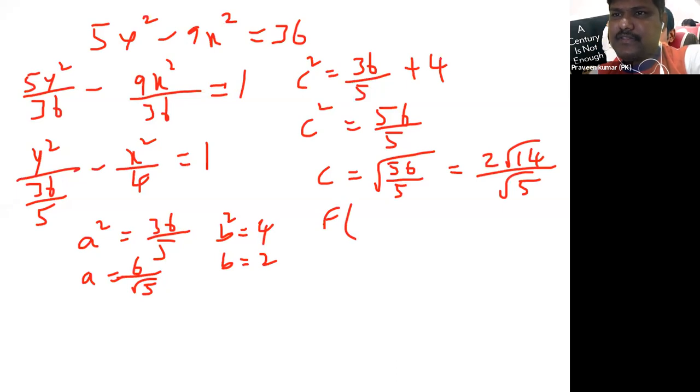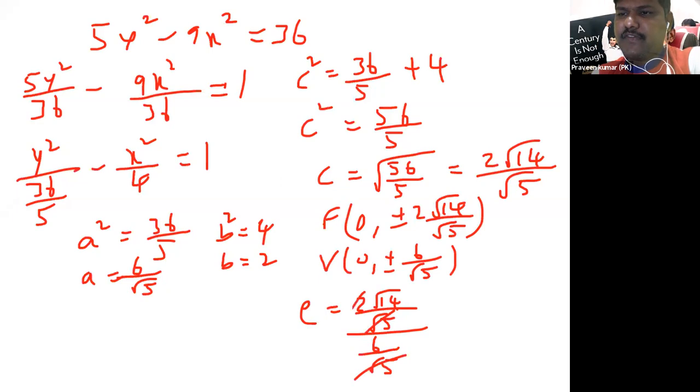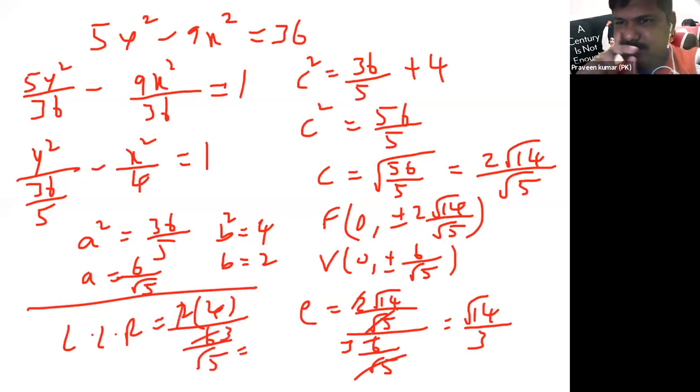Focus 0 comma plus or minus 2 root 14 by root 5. Vertex 0 comma plus or minus 6 by root 5. Eccentricity c by a. What is c? 2 root 14 by root 5 by what is a? 6 by root 5. Root 5 cancels, 3 times. Root 14 by 3. Length of latus rectum 2b square by a. a means 6 by root 5. 2 3 times. 4 root 5 by 3.